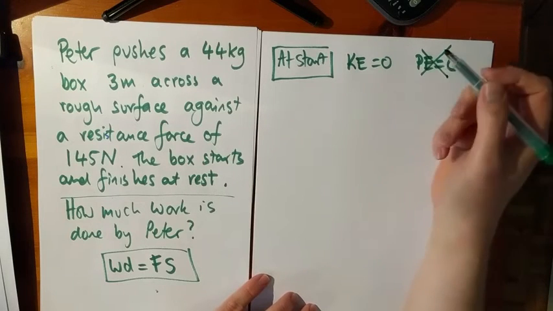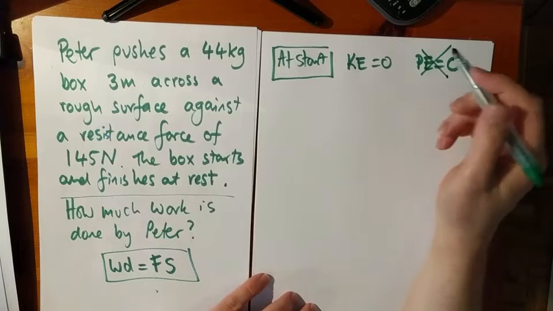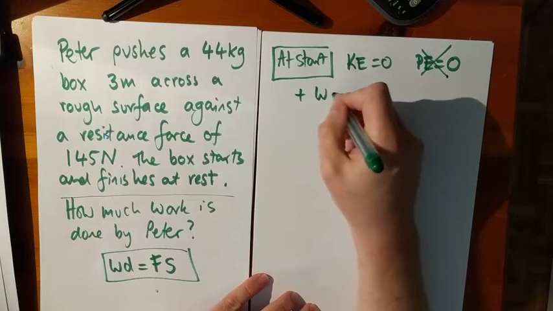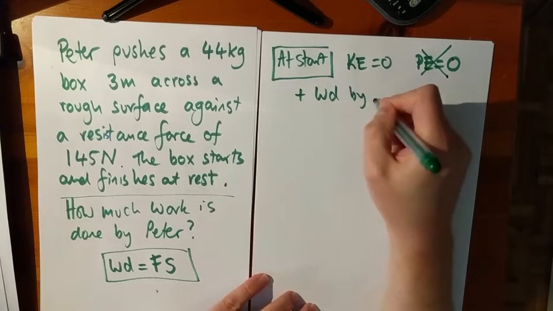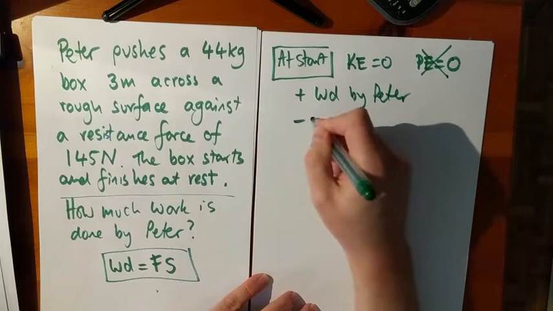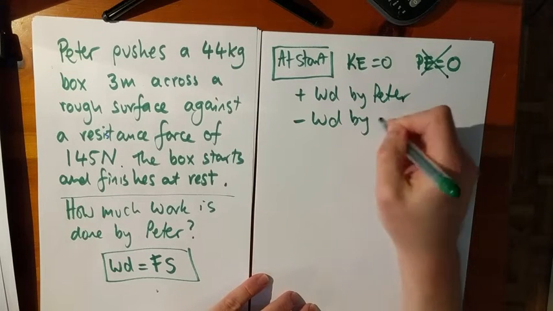But at the beginning of this question, there is no energy at all. We're interested in the work done by Peter. We're going to take away the work done by resistance.